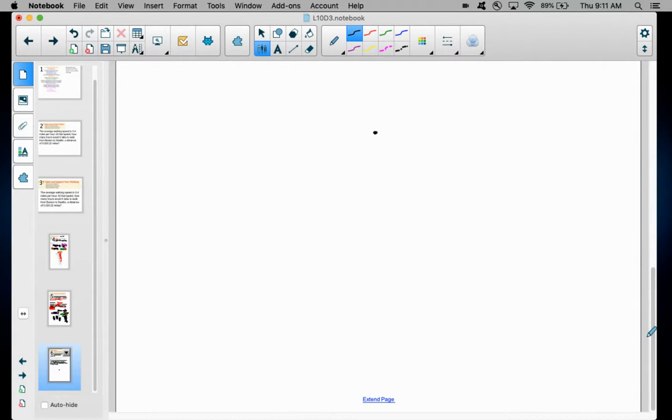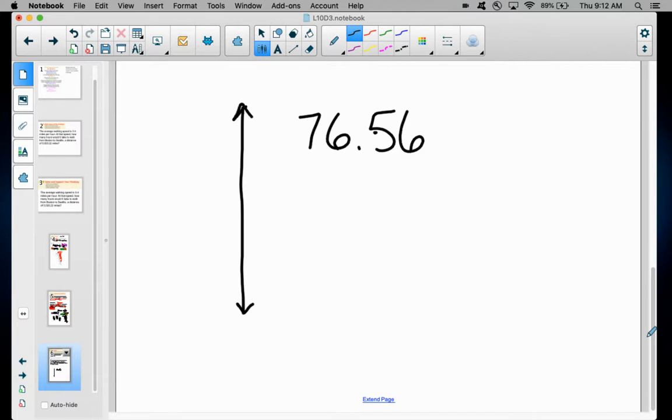So, the corn problem. We are dealing with a little bit of an interesting idea here. At maturity, a stalk of corn is 76 and 56 hundredths inches tall. So that's how tall the corn is after it's done all of its growing.